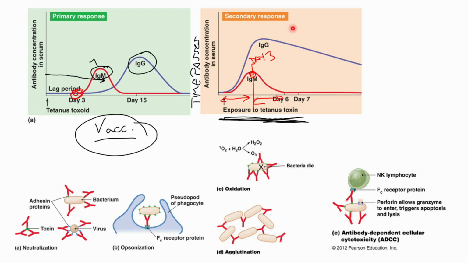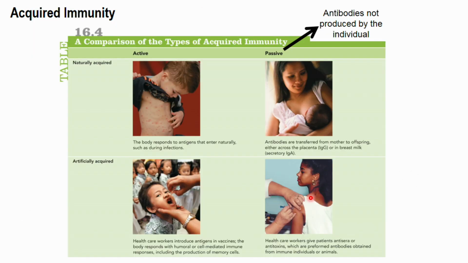And not only produces memory cells, well, let me back up. The reason it's so important is that you can produce a lot more antibodies a lot quicker afterwards, right? So more going this way and a lot quicker, meaning this has been shortened. And then all of this will occur.